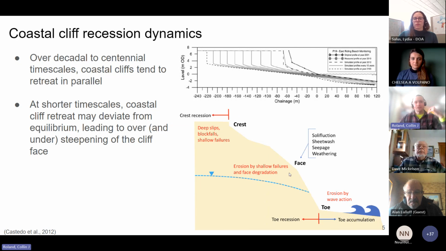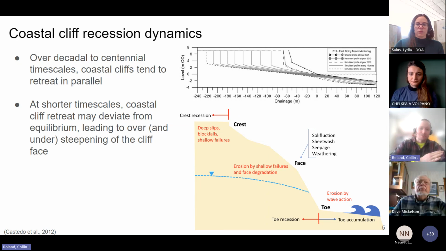But on shorter timescales, we can get differences from that parallel retreat model. The bluff can leave equilibrium. The toe might recede faster than the crest. You might get a steeper bluff, or maybe the crest retreats really rapidly and you get a relaxation in the slope of the bluff. So we have these little fluctuations about equilibrium happening on shorter timescales. That's the story I'm going to try to tell today: two looks at those disequilibriums in bluff recession. But all in all, at the decadal to centennial timescale, we just expect them to step back in parallel.